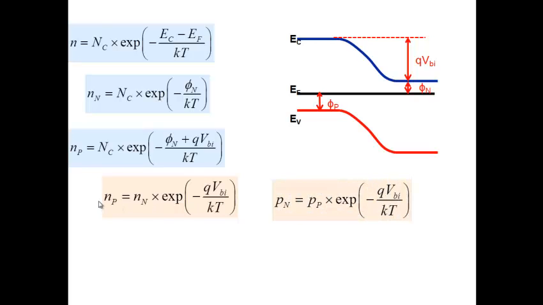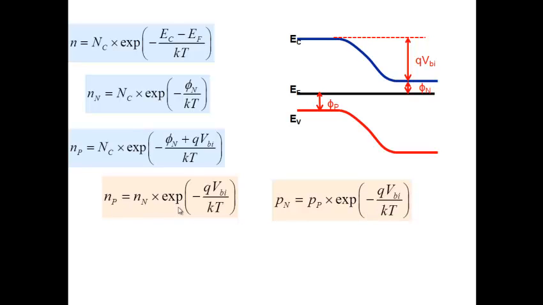Similarly, I'm talking in terms of electrons, I could have talked in terms of holes also. In that case, what I would have found was the hole density in N region will be equal to hole density in P region, same, exponent minus QVBI by KT. The holes have to overcome this particular barrier to reach here. So a similar expression we would have arrived at, except that we would have started with P equal to NV, exponent EF minus EV by KT. Same route would have allowed us to obtain this expression.